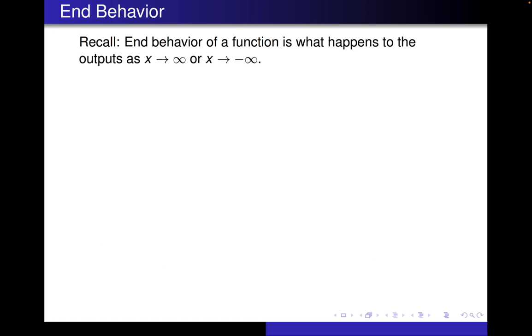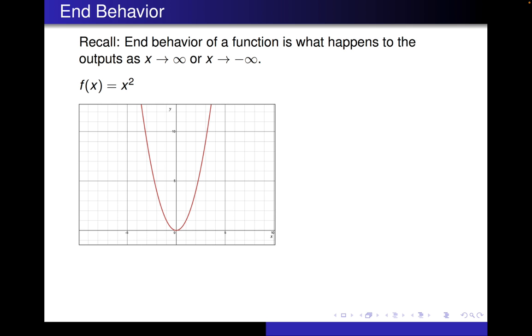All right, so recall what end behavior means. The end behavior of a function is what happens to the outputs as x gets really large, x goes to infinity, or x gets very negative, x goes to negative infinity. And we're going to look at the end behavior of power functions. So in particular, let's look at the power function f of x equals x squared.